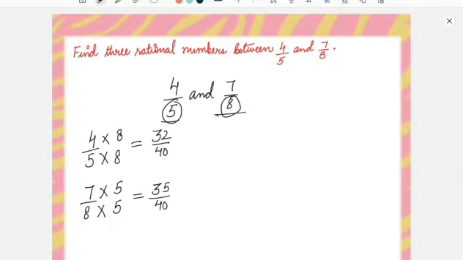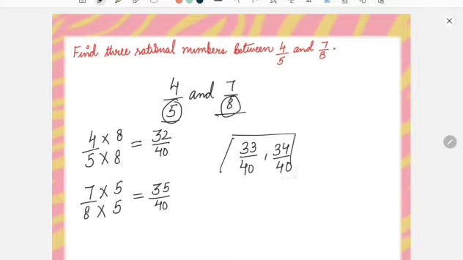Okay, what did we get? 32 by 40 and 35 by 40. Now what are the rational numbers that are lying between these numbers? 33 by 40 and 34 by 40. Now how many do we need? हमें कितने rational numbers चाहिए? हमें 3 rational numbers चाहिए and we are getting only 2.